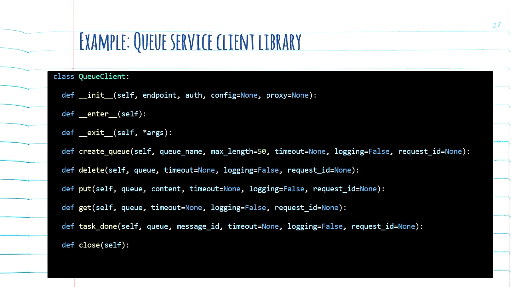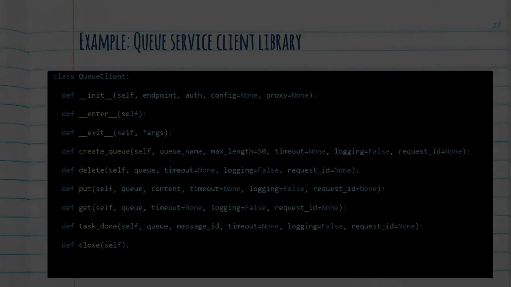So how can we apply this guideline to our client? Well, we have there a create and a delete method. So there's a pair that currently looks a little bit inconsistent, so we can fix that up. We also have three methods here, put, get, and task done. Get will give us a message object, but put and task done take a content and a message ID. So we can facilitate passing the output directly into the inputs.